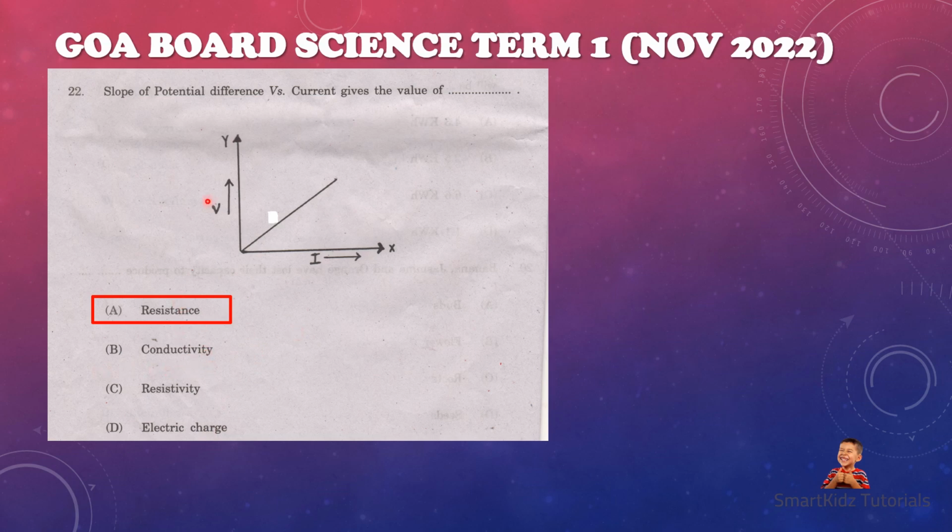But because it is V upon I, that is voltage versus current, that gives us resistance. Because we know as per Ohm's law, it is V equal to I into R. So if we take that I down, then V upon I gives us resistance. So resistance is the correct answer.